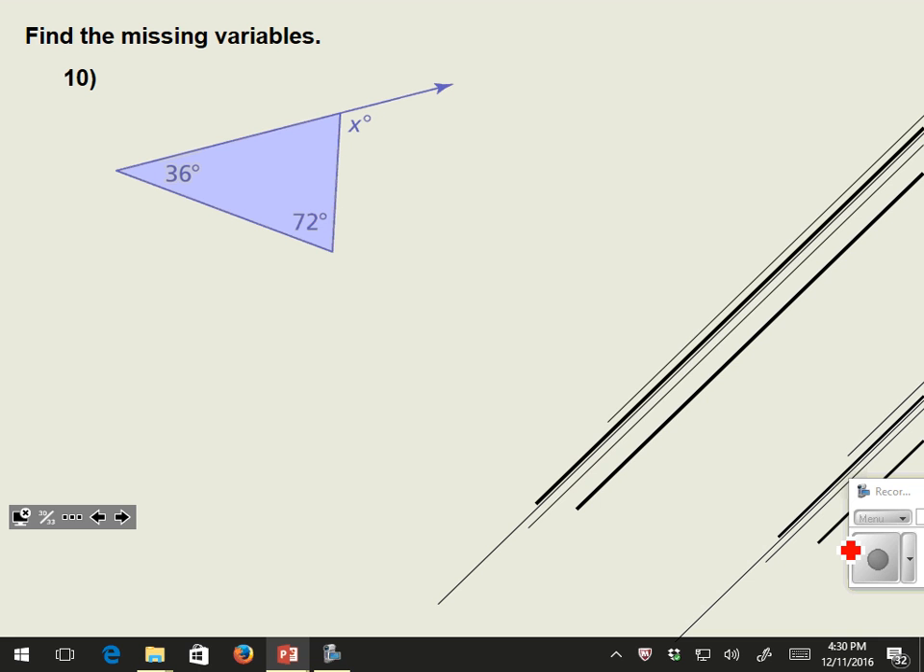What's the relationship between this angle and this angle and this one? Well, X is an exterior angle. 36 and 72 are remote interior angles. So don't 36 plus 72 equal the exterior angle? Yes, it does. The exterior angle is equal to 36 plus 72. Therefore, X is equal to 108 degrees.